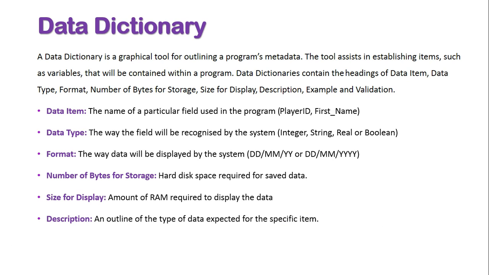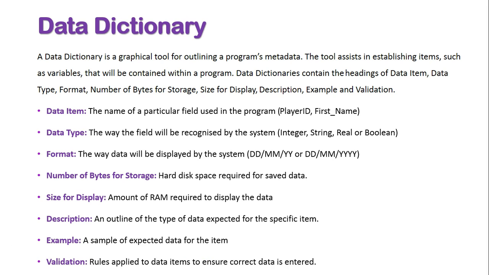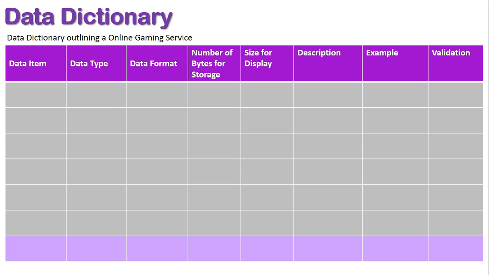The description is an outline of the type of data that is expected for the specific item, and that is pretty much accompanied by an example, which is a sample of the expected data. So what an actual sample of data looks like when it's entered into this program. And finally is the validation, which are rules that can be applied to specific data items to ensure that the data is correct. So let's now take a look at an actual data dictionary.